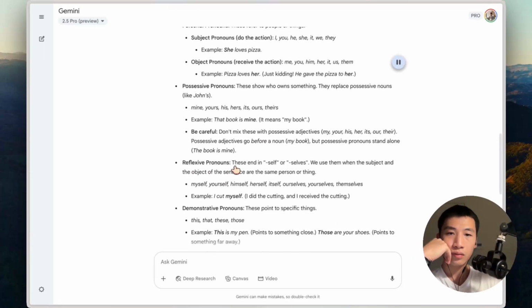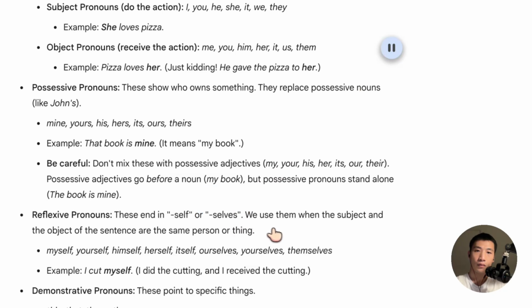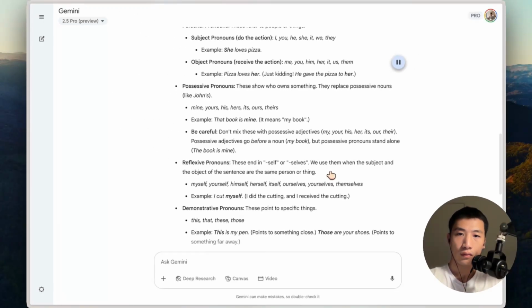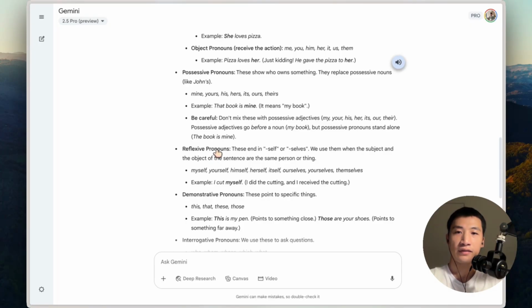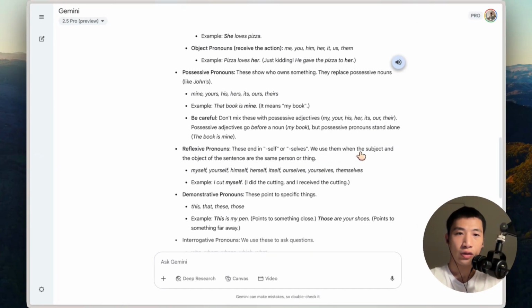Reflexive pronouns. These end in self or selves. We use them when the subject and the object of the sentence are the same person or thing: myself, yourself, himself, herself, itself, ourselves, yourselves, themselves. Example, I cut myself. I did the cutting, and I received the cutting.